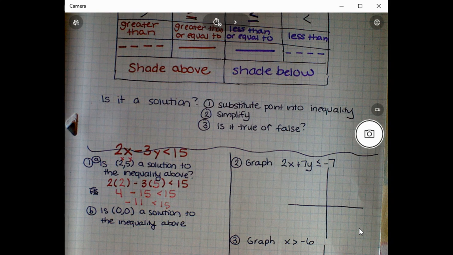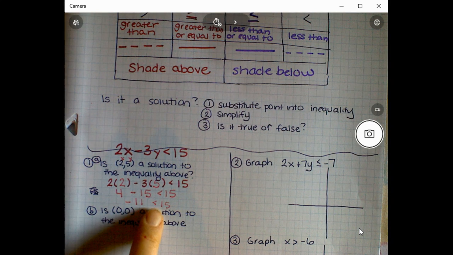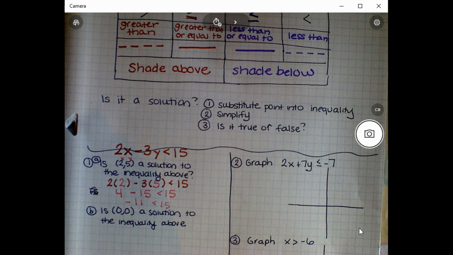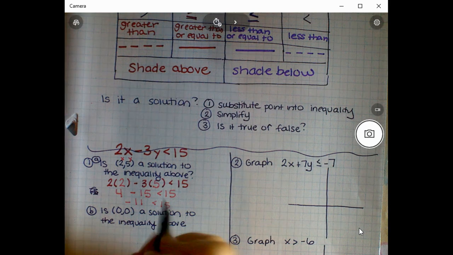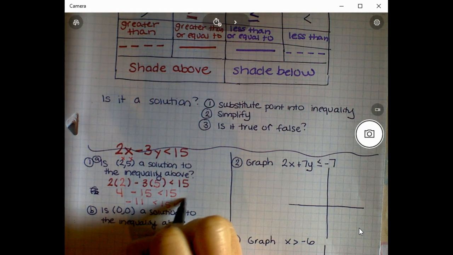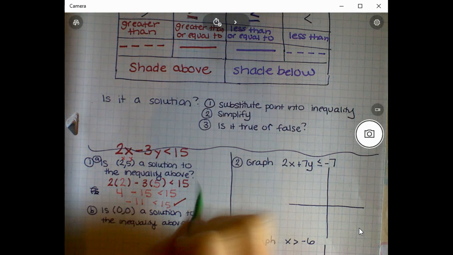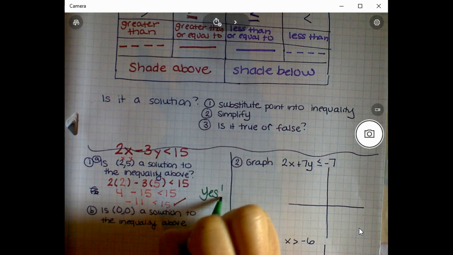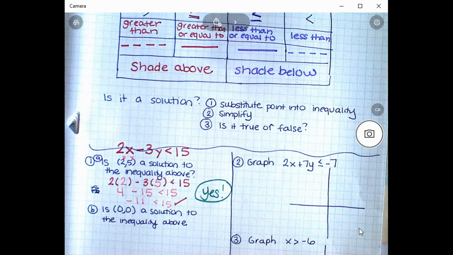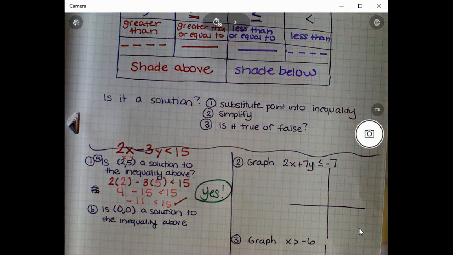Is that true or is it false? Is negative 11 less than positive 15? True. That's Chase. He's my boy. So, yes, this is true. I'm going to write yes on here. (2, 5) is a solution to that inequality.